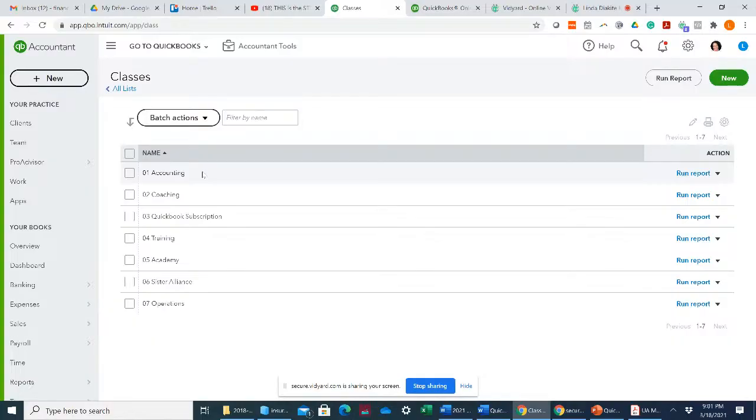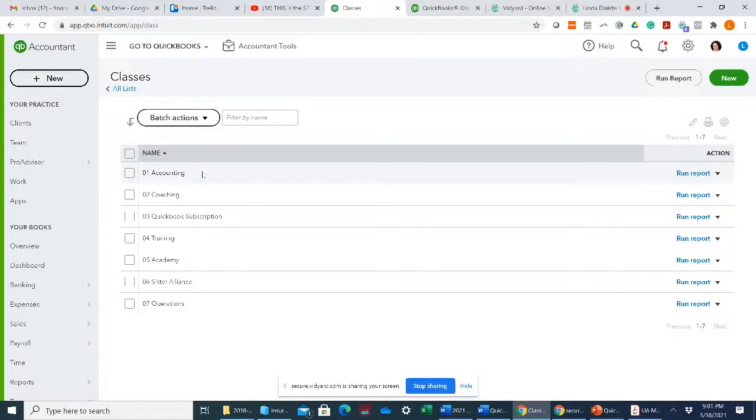Also, classes are used for products. For instance, if you offer multiple products or services, you may want to create a class for product one, and you want all of the revenue and all of the expenses to go to that particular class. Everyone does this differently, but you can also use classes for location. Now, QuickBooks does have a location list if you want to use that.